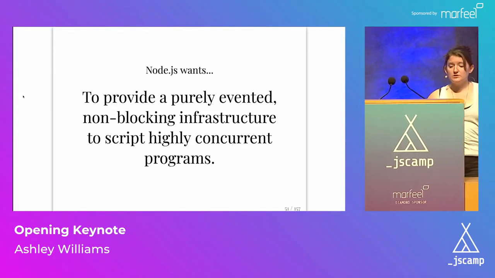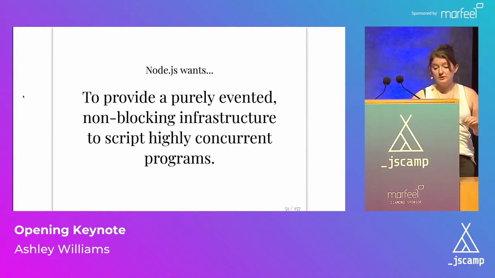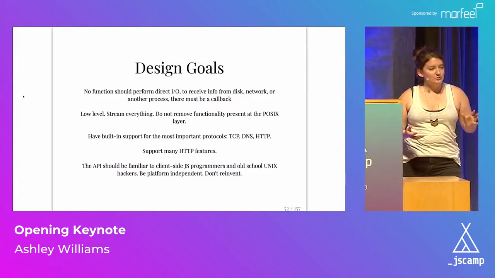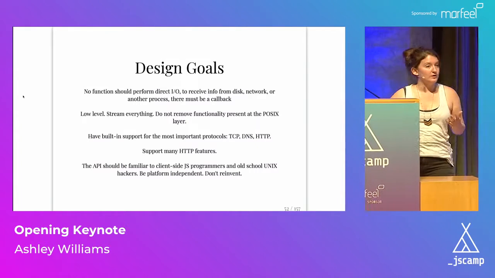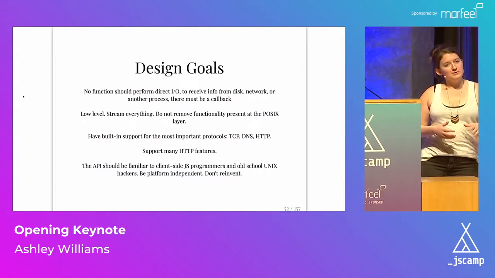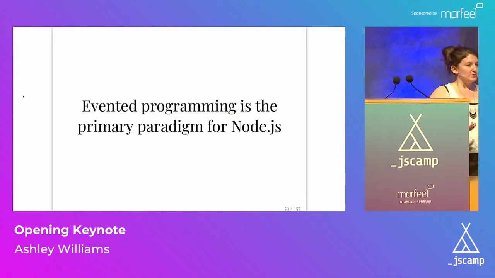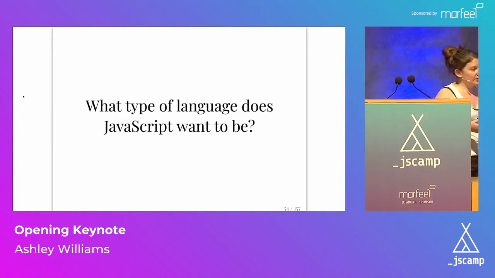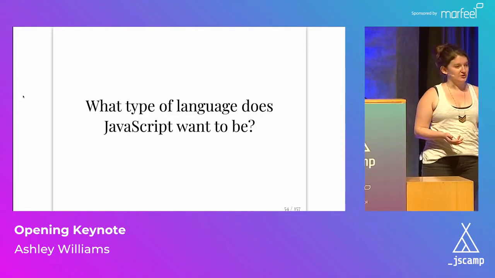So we asked ourselves, what does Node.js want? And so Node wants to provide a purely evented, non-blocking infrastructure to script highly concurrent programs. And the thing that I love about this, and I'm not going to read all of these to you, is that Node has design goals. Or, well, it had design goals. Because it turns out if you go onto Node and you try and look up what is the vision for Node as we move into the future, these goals are either difficult to find or they might not exist. So we were talking about paradigms before. Evented programming is the primary paradigm for Node.js. So before I jump into talking about Rust, which is the next language I'd like to look at, I wanted to ask, so what type of language does JavaScript want to be?